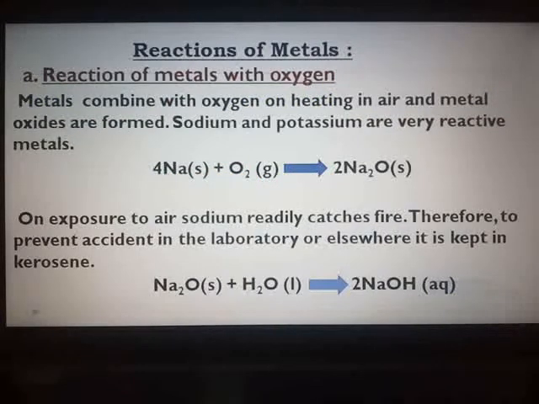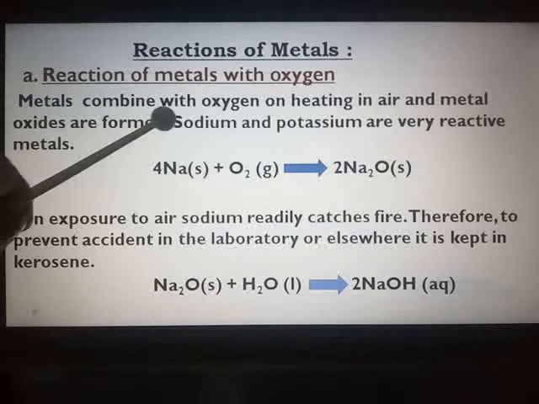First, we have seen the reactions of metals. Reaction of metals with oxygen. The basic funda here is metals combine with oxygen on heating in air and metal oxides are formed. Offline in the lab, we have seen burning of magnesium in air, in the presence of oxygen. The compound metal oxide, magnesium oxide was formed. Today we have done the experiment in the lab.